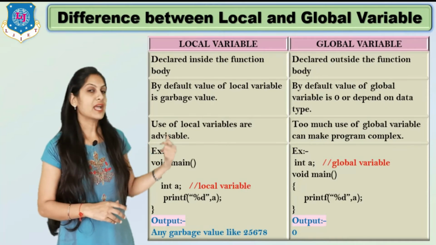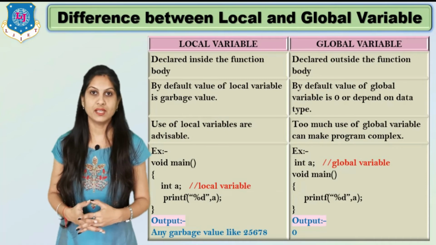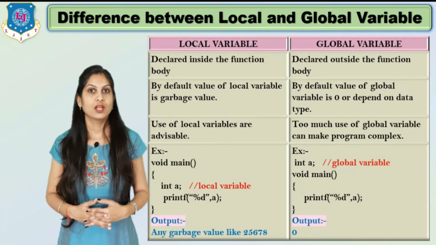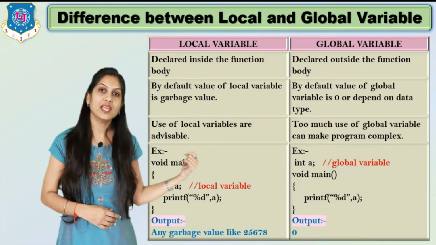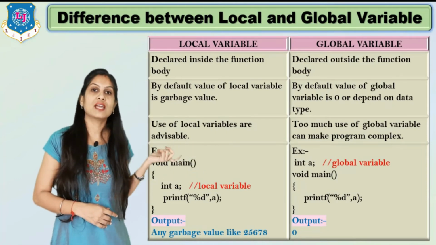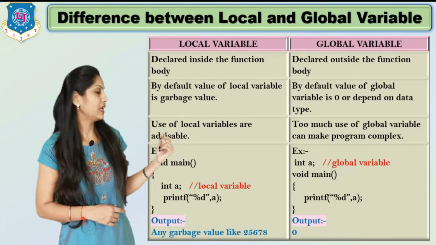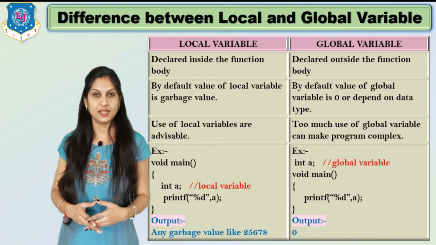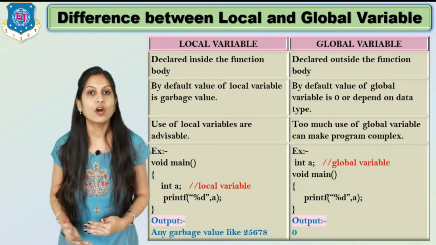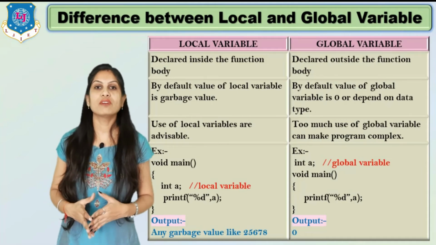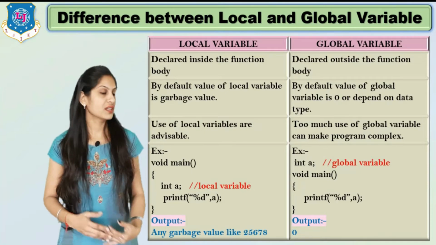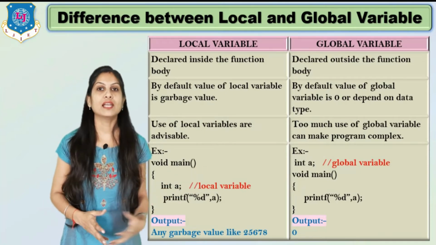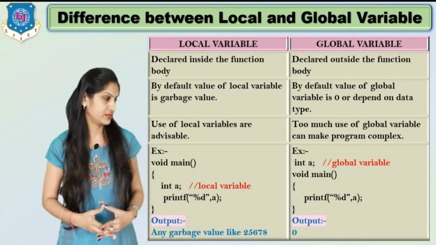Clear? And the next one is what? The example here, how we can write it. So here in void main we are writing the variable, simple integer a, that is local, because it is inside the curly brackets, and then we are printing the value of a. Then in that case our output is what? The default value of any local variable is what? Garbage. So here we are printing something like 2, 5, 6, 7, 8.